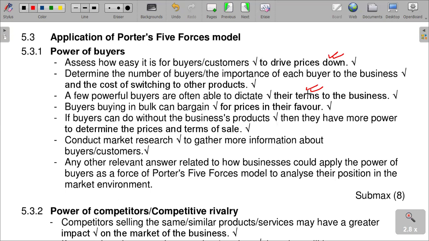If buyers or customers can survive without the product that the business is offering, it shows the business that those customers have more bargaining power or more control in the determination of prices of the products. And then conduct market research to gather more information about buyers and customers. That is very important. Businesses must conduct market research in order to gather more information about the buyers or the customer influence on their products.